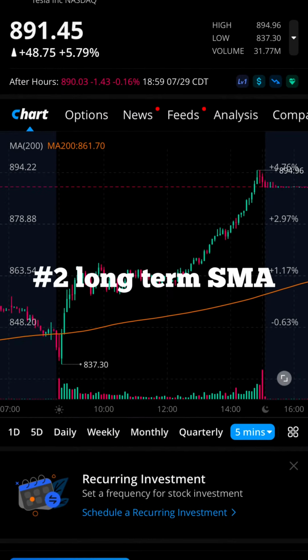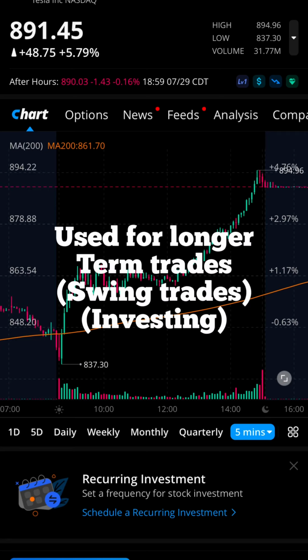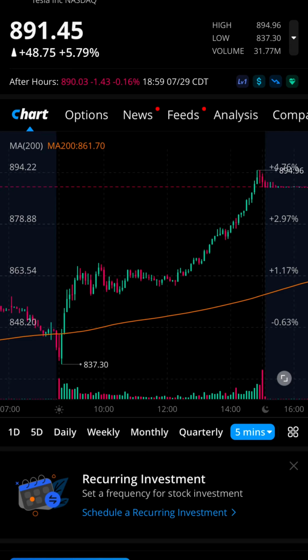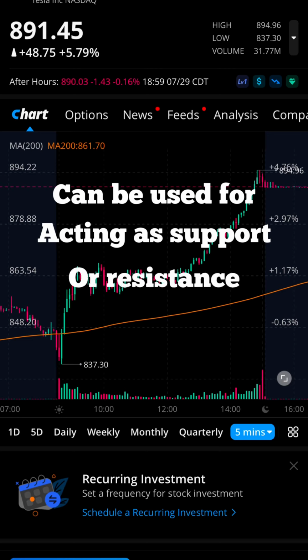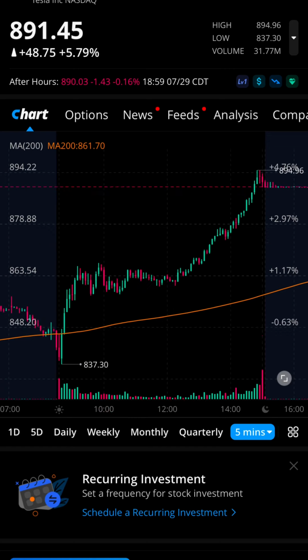Now, the second indicator that I use is also a moving average line, and this is the long-term moving average line. And so the way that you use this is for longer-term trades. I look to see if it is acting as a support area or a resistance area. Also, I can look at how this line is going up right now. It is showing me that the overall trend direction is bullish. It can also do the same thing by, if it's going down, then it shows that the overall trend direction is bearish. So I can use that to see what kind of trades I want to do.